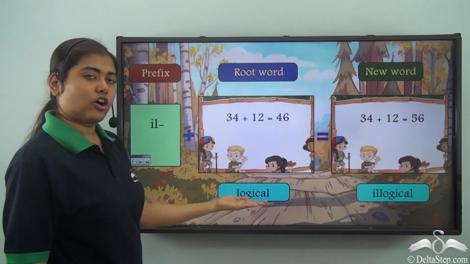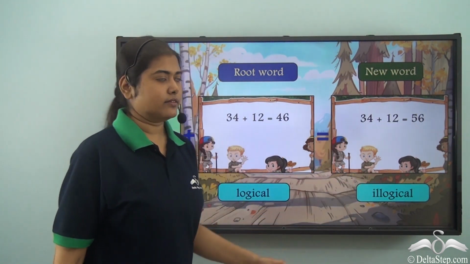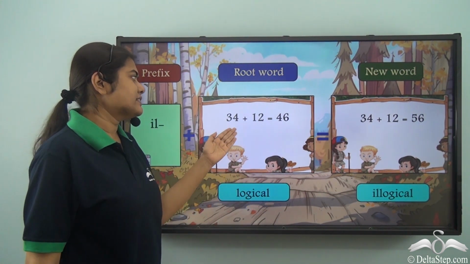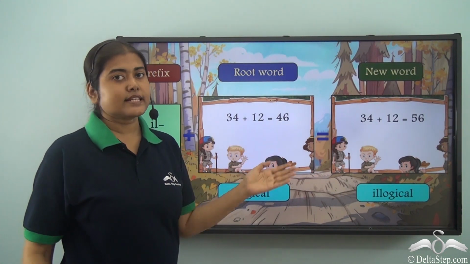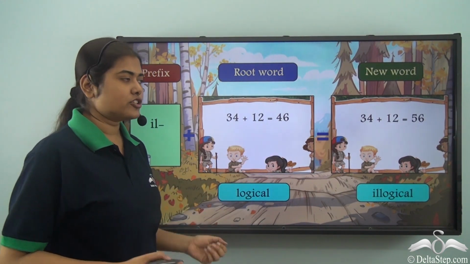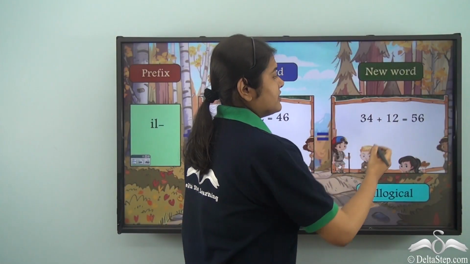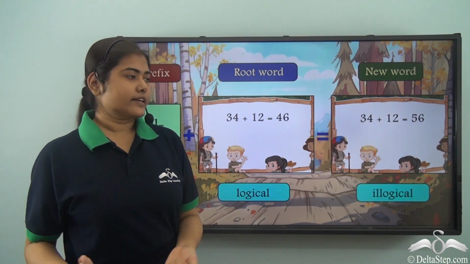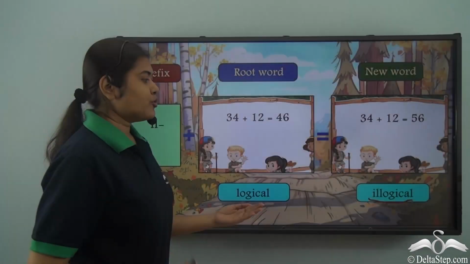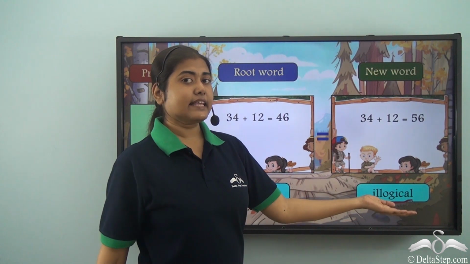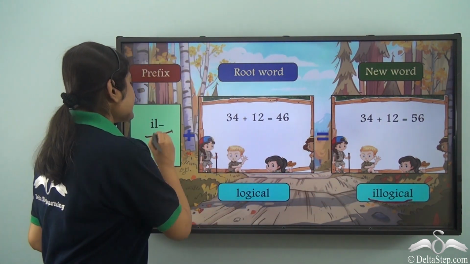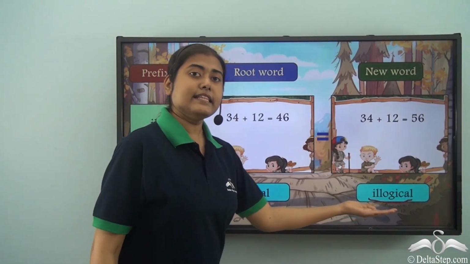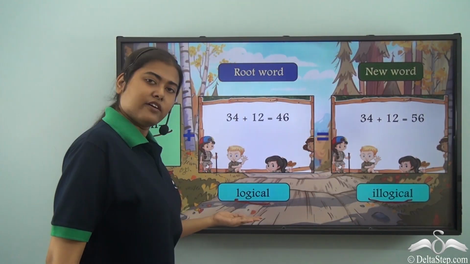Il plus logical gives us illogical. Now what is logical? Something which follows logic. So if I say 34 plus 12 equals 46, it is logical. It follows logic. But if I say 34 plus 12 is equal to 56, it does not follow any logic. So it is incorrect or it is illogical. So when I say illogical, what exactly am I doing? I am adding this prefix il before the word logical, and I get illogical, which is the opposite of logical.